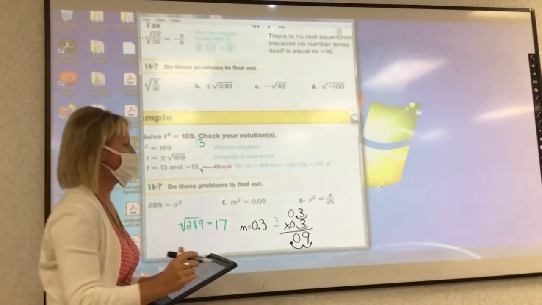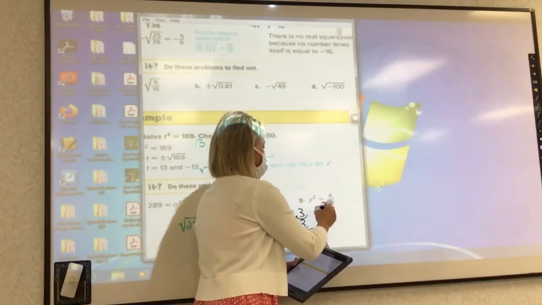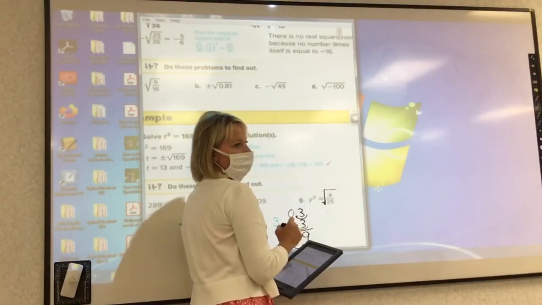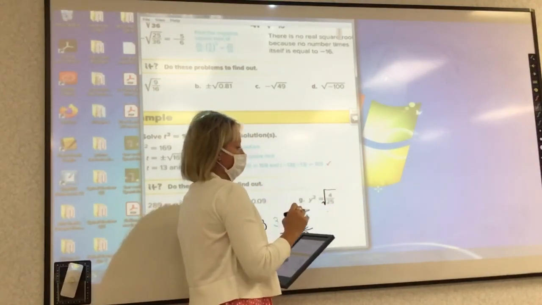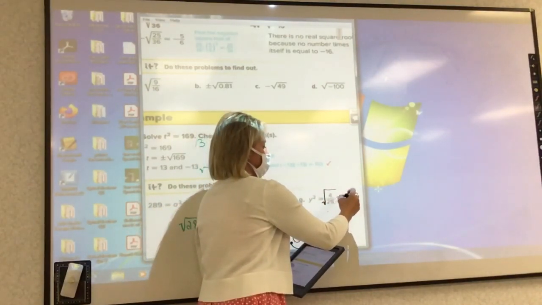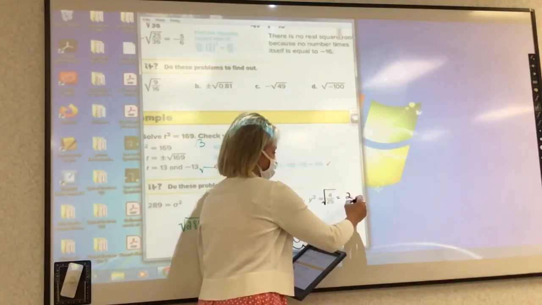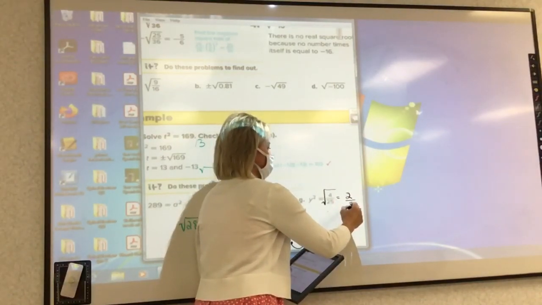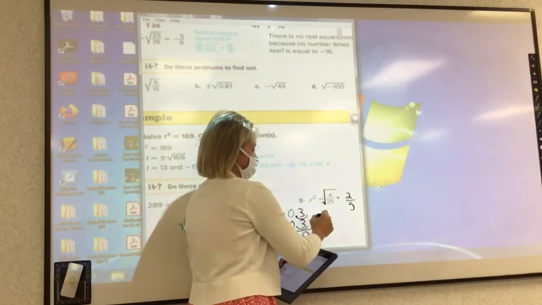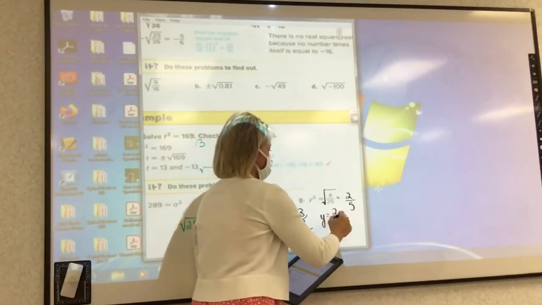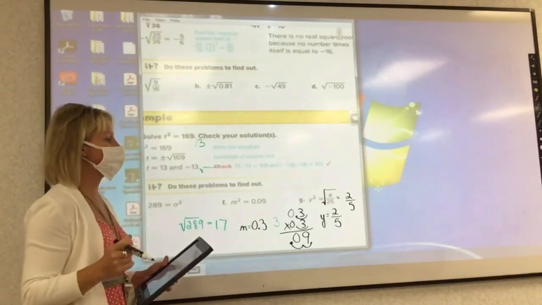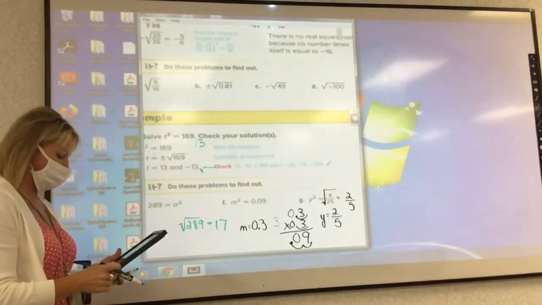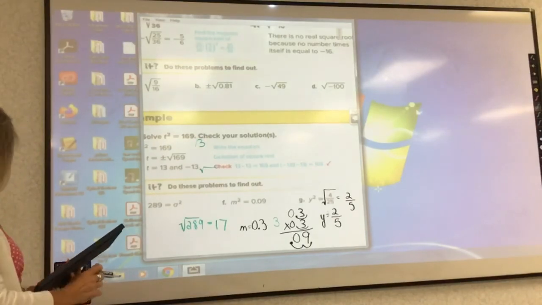So for G, you're figuring out the square root of both of those numbers. Put in the radical sign. So the square root of 4 is 2. The square root of 25 is 5. So Y equals 2 fifths, because 2 fifths times 2 fifths is 4/25.